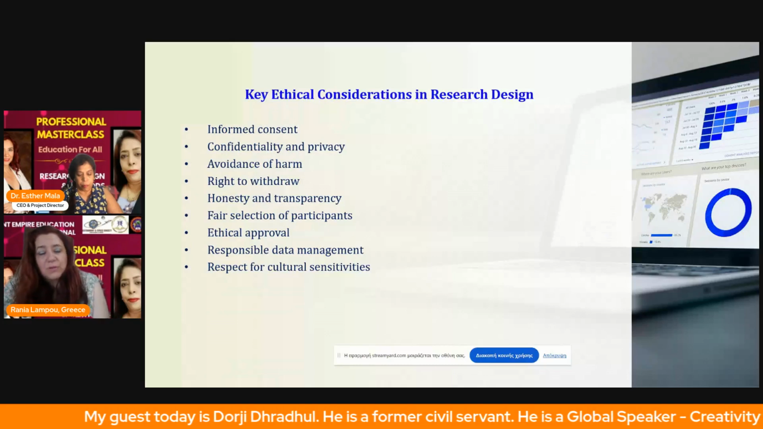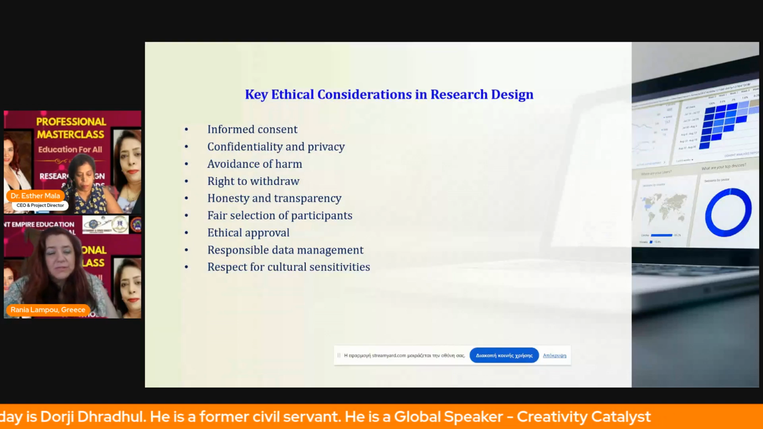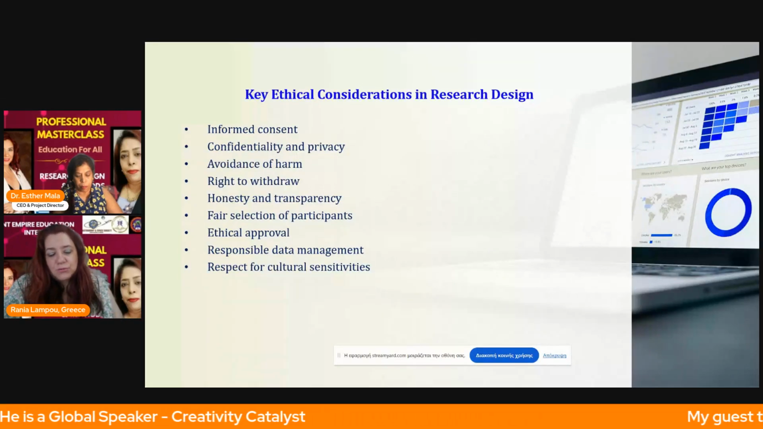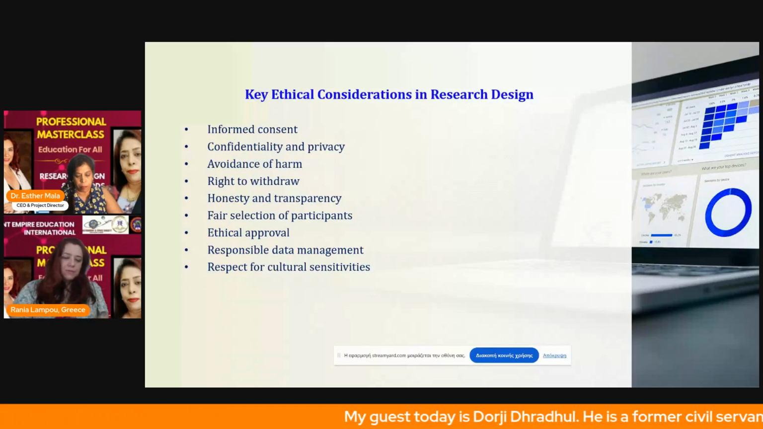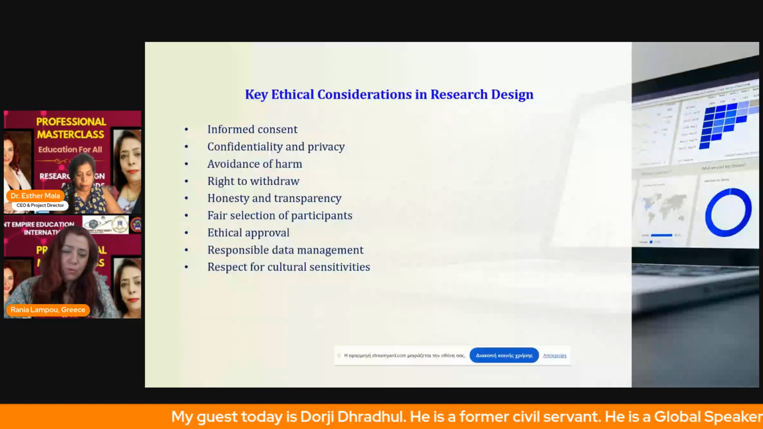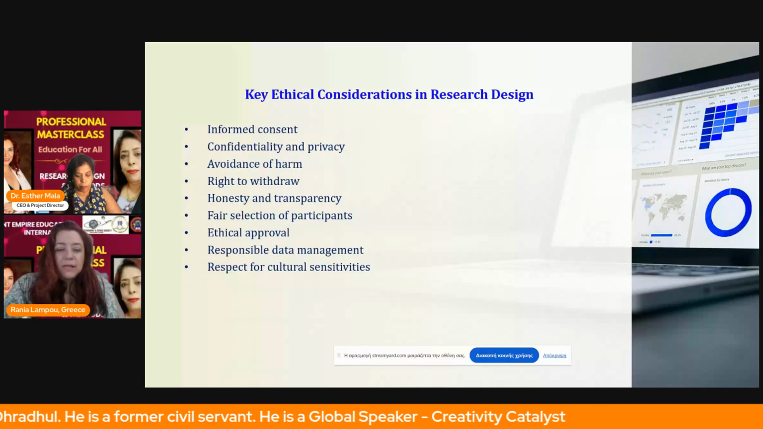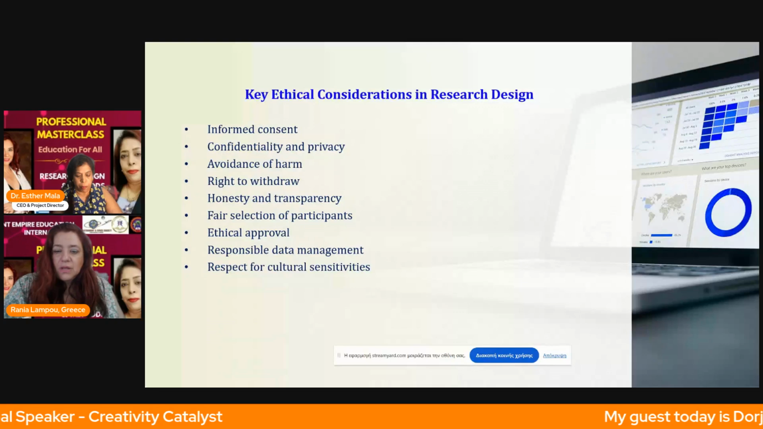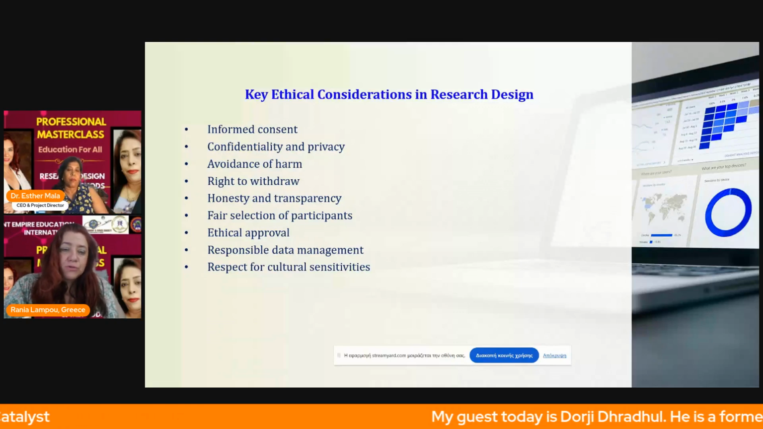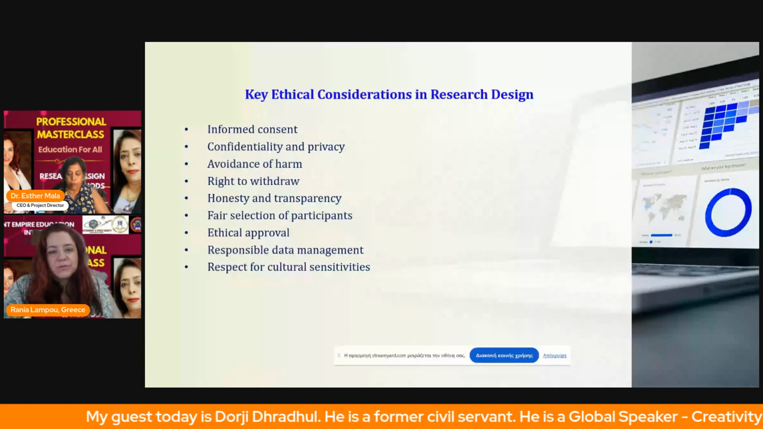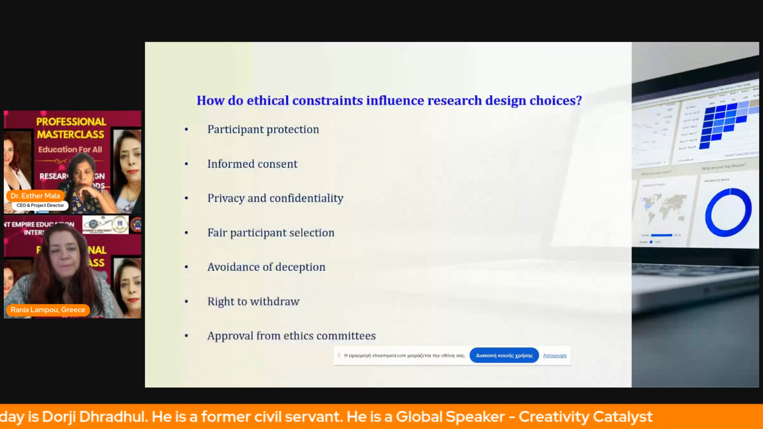Vulnerable populations, like children or prisoners, require special protections. Ethical approval: the study should be reviewed and approved by an institutional review board or ethics committee before it begins. And responsible data management is important, because proper collection, storage, and disposal of data must respect participant rights and legal standards. Researchers should also be aware of and respect the cultural norms and values relevant to participants. So ethical research protects participants, maintains public trust in research, and upholds the integrity of the scientific process.